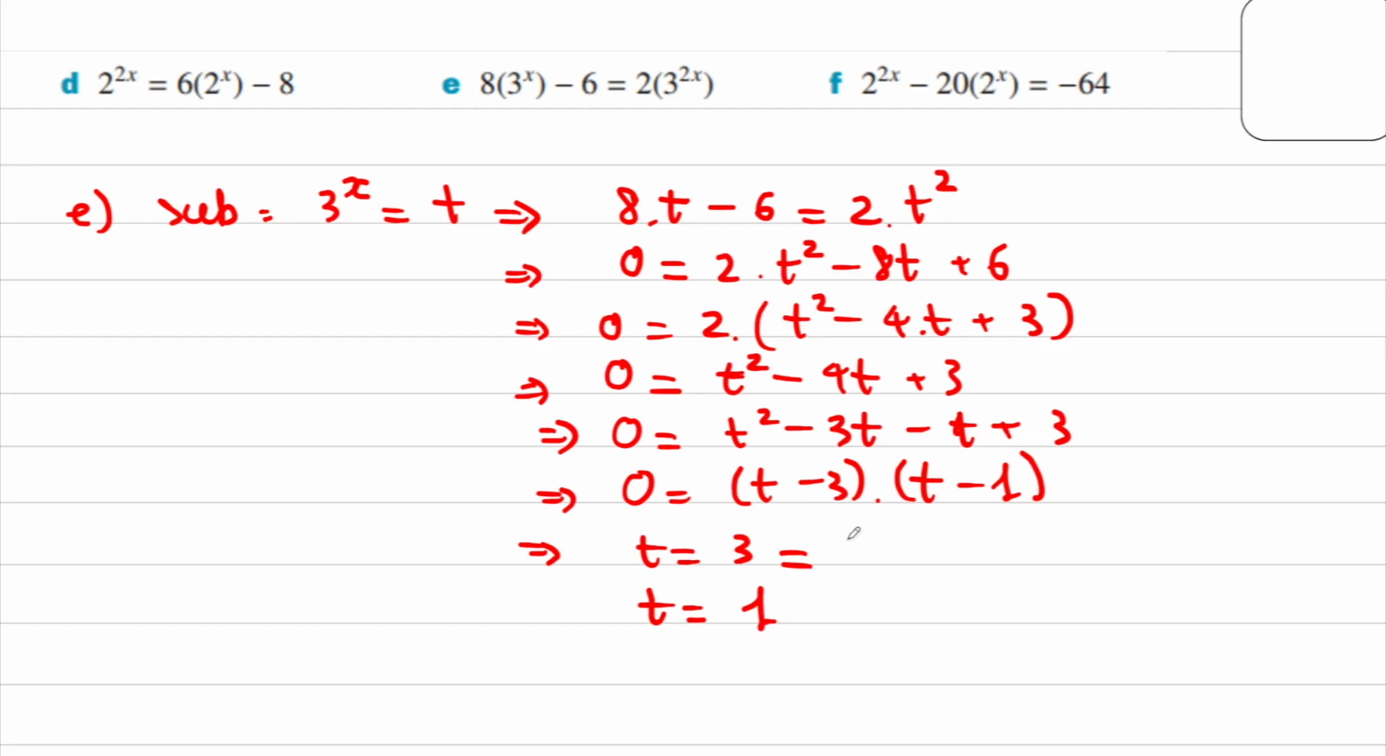3 equal to 3 to the power of x and 1 equal to 3 to the power of x. The first solution, x equal to 1. The second solution, x equal to 0. Yeah, we finished this one. That is question E.